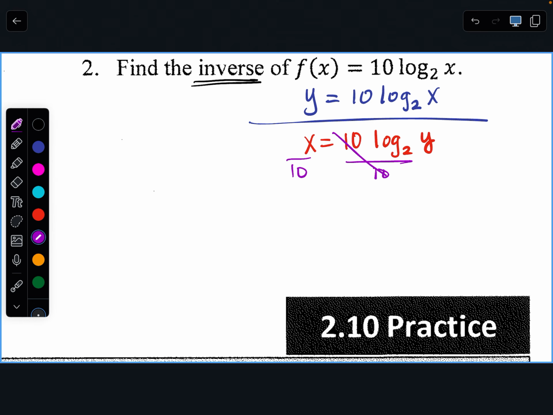To cancel out that base 2 log, to get the y by itself, we're going to make it a power of 2 on both sides. So 2 to the log base 2 will cancel, so we're left with y equals 2 to the x over 10. This y is actually our inverse.